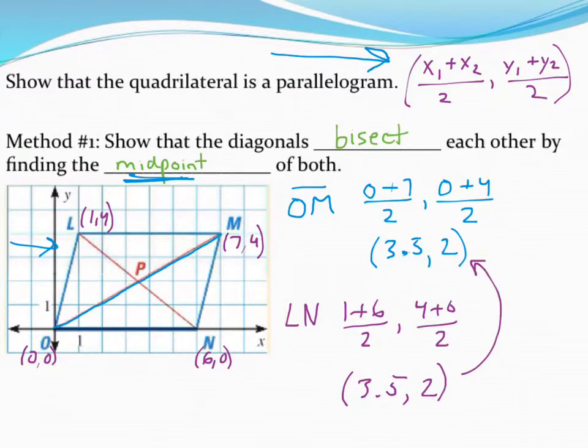And what I can see is that the midpoints of both diagonals are exactly in the same location, meaning the diagonals bisect each other. So that can serve as my proof that this is in fact a parallelogram.